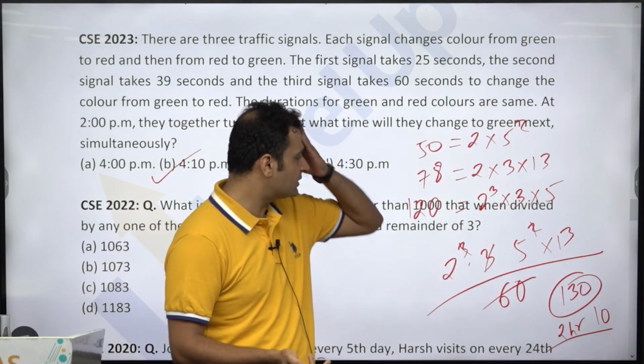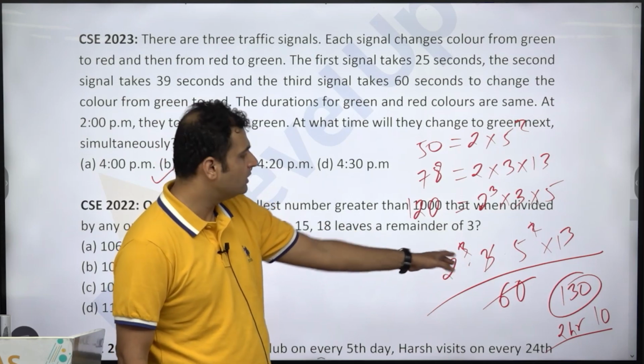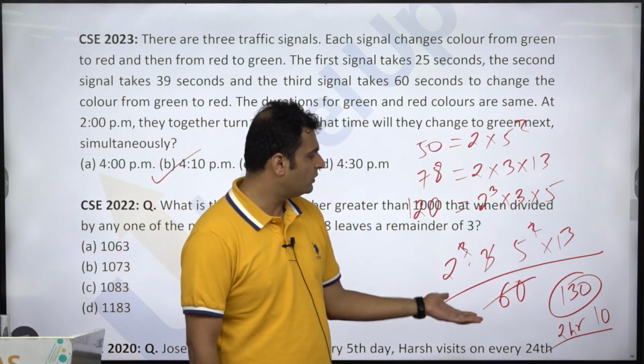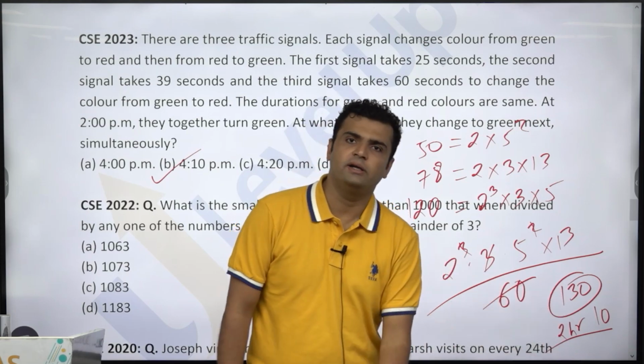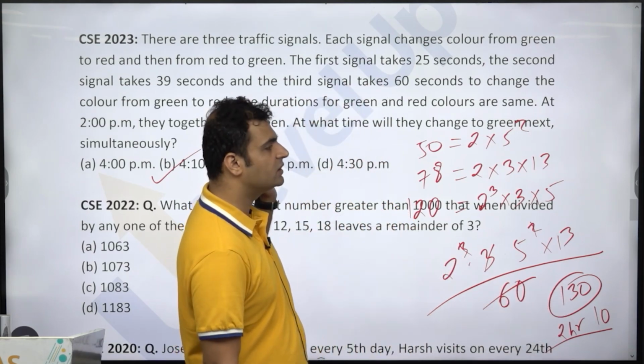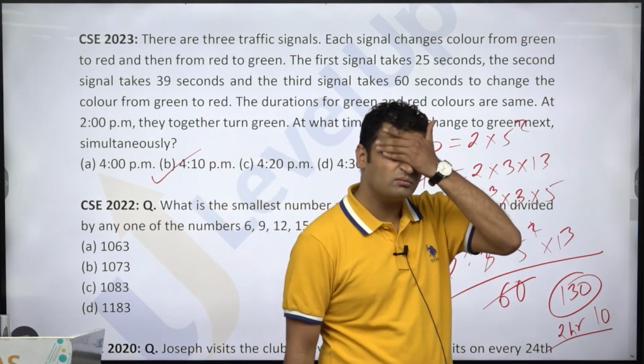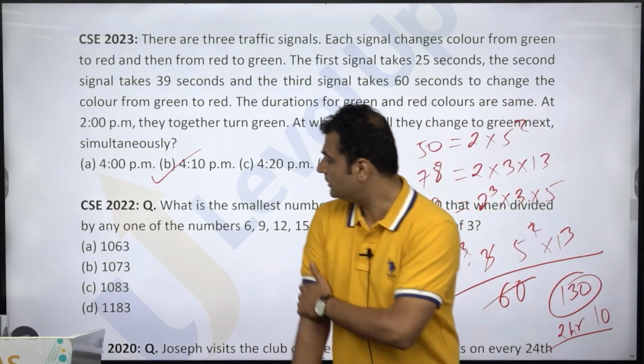I hope you understand this. All we had to do was find out the LCM. LCM क्योंकि seconds में आ गया, तो we have to convert it into minutes. So minutes में 130 minutes हो गया, that is 2 hour 10 minutes. तो 2 के बाद 2 hour 10 minutes मतलब 4:10. ठीक है?